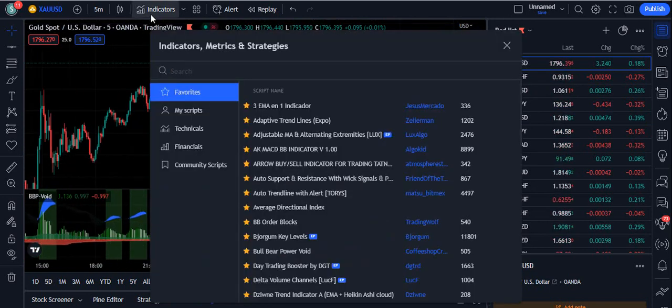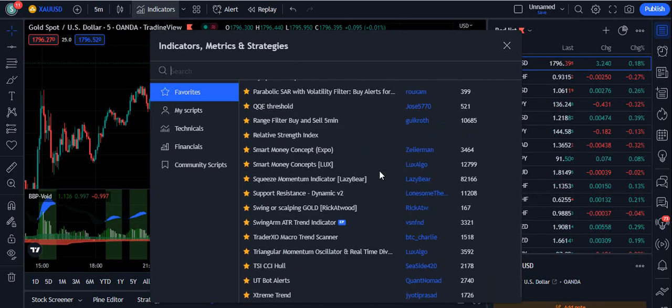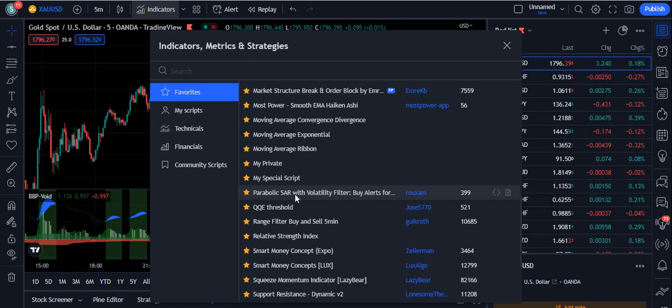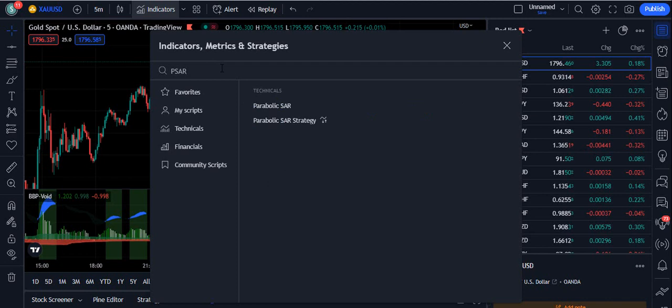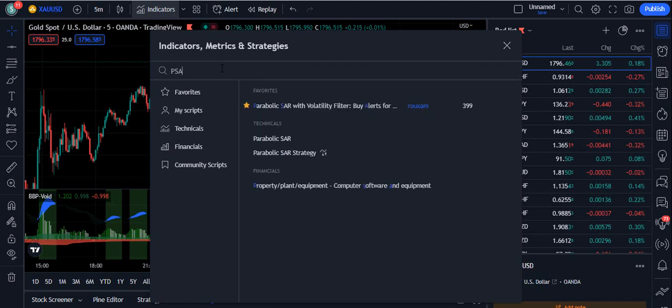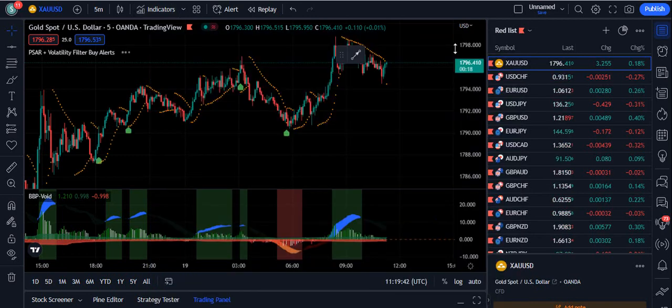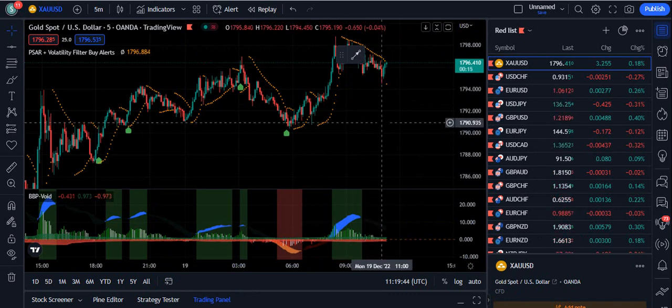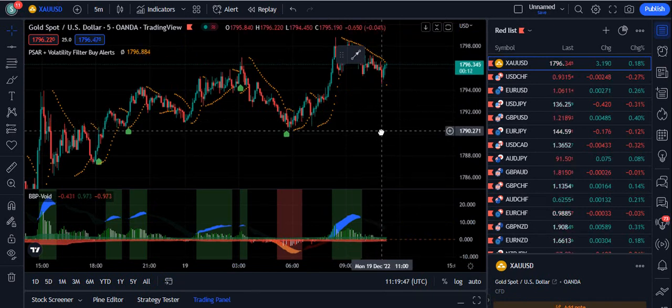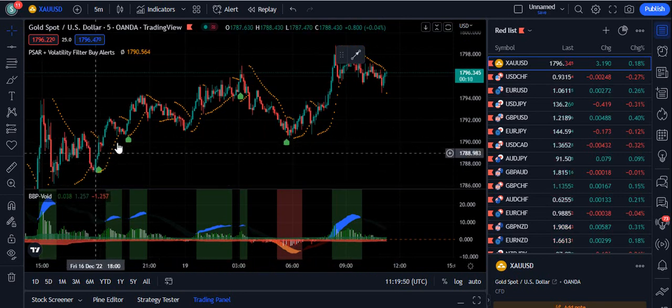Okay, now we are going to add another setup that is quite required. So guys, you can see the Parabolic SAR with Volatility Filter by Roxham. So 399 traders are using it. For this, you will write PSAR. When you write Parabolic SAR in your TradingView, you will search from the list, then it will come, Parabolic SAR with Volatility Filter by Alerts, and this is by Roxham. So you will attach this indicator, and it will appear on your screen like this. Basically, do not consider these as buy signals.